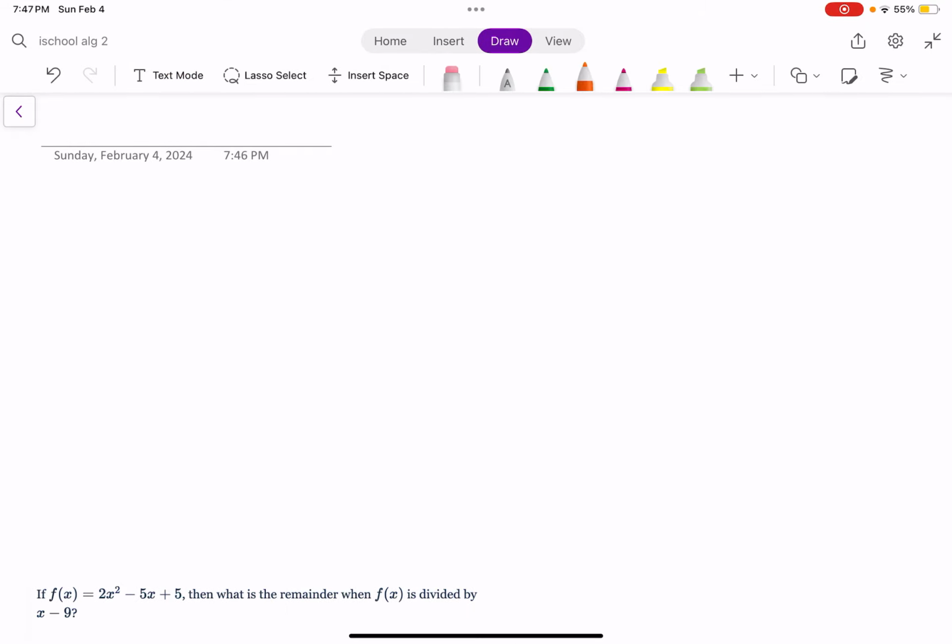Okay, so we are ending the unit with a really easy and straightforward lesson. This is 6.14, Remainder Theorem. Okay, and this is basically a shortcut for polynomial division, which was the last lesson that you just did.